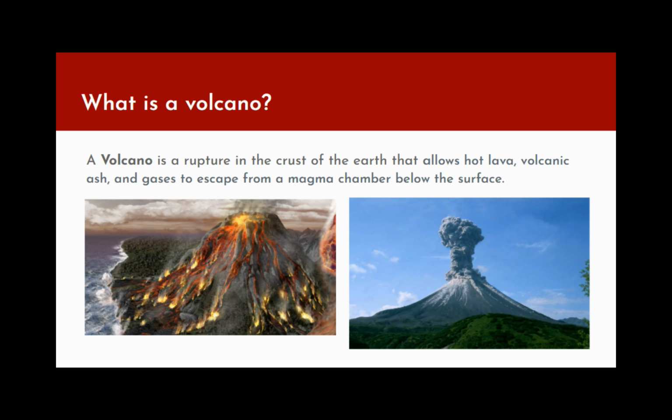So, a volcano is a rupture in the earth that allows hot lava, volcanic ash, and gases to escape from below the earth's surface. We'll talk about the difference between magma and lava, but I believe first we've got the different types of volcanoes.